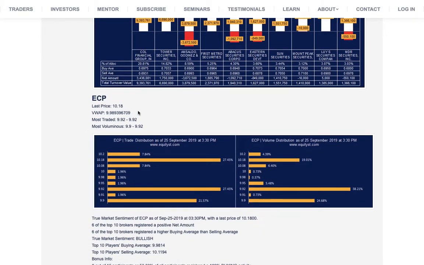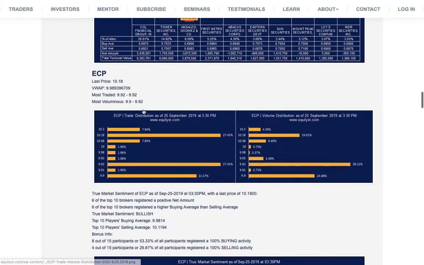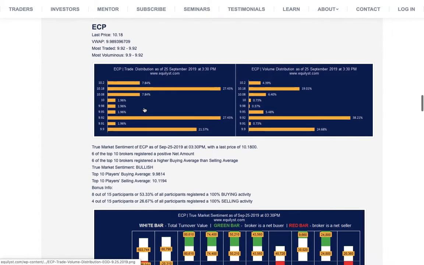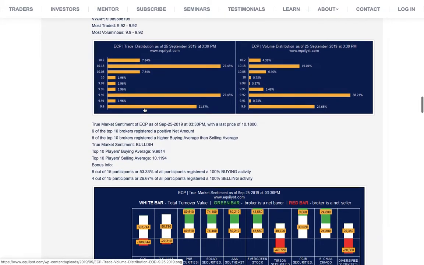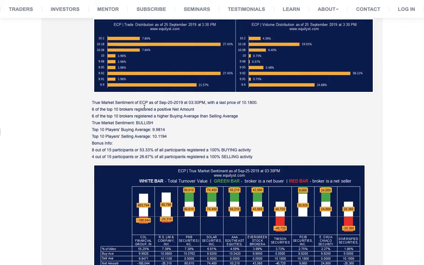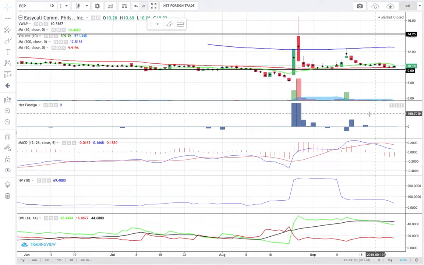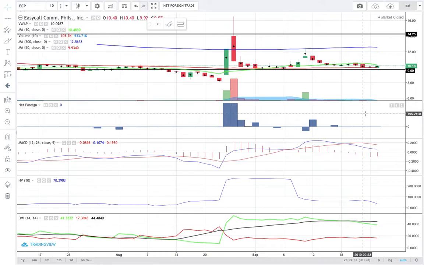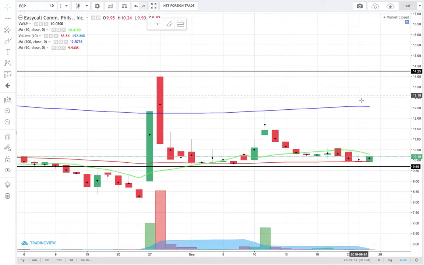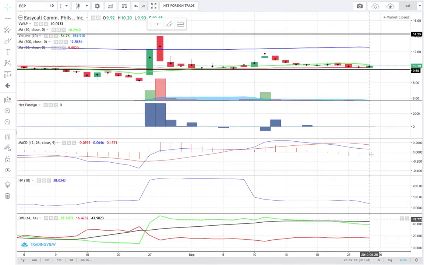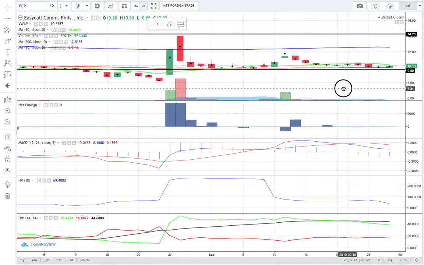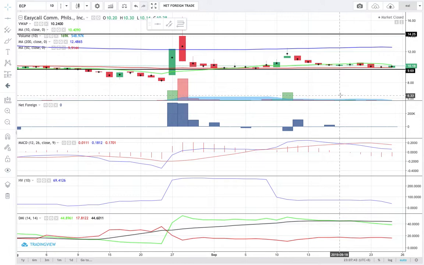The last price is higher than the VWAP and the dominant range is closer to the intraday high than the intraday low. It's a bullish momentum power indicator and a bullish true market sentiment. But because of this volume, no, I stand corrected. It's not a bullish momentum power indicator because volume is less than 50% of the stock's 10-day volume average. So it's a bearish momentum power indicator.